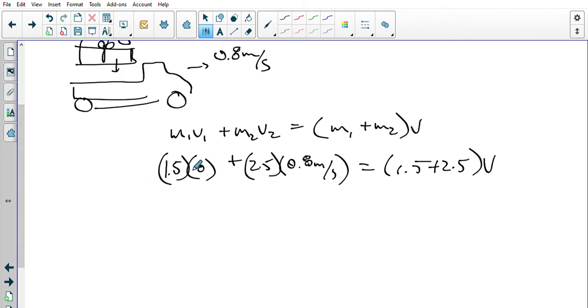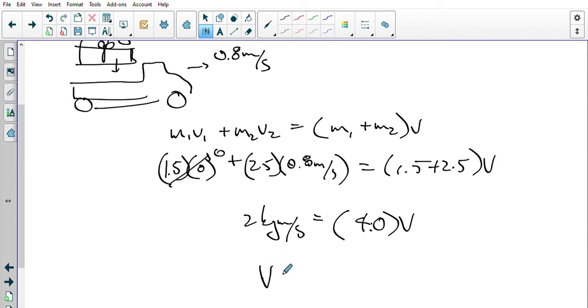Well, 1.5 times 0, I can do that one in my head. That's equal to 0. And then we have 2.5 times 0.8. Let's try it again. 2.5 times 0.8, and that's equal to 2 kilogram meters per second. And we have 1.5 and 2.5, so that would be equal to 4.0 times our v. And so we'll have v is 2 divided by 4, and that's equal to 0.50 meters per second. So together they'll be traveling at half a meter per second.